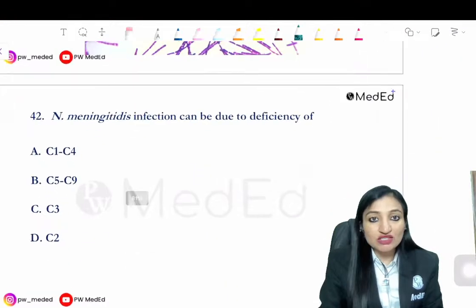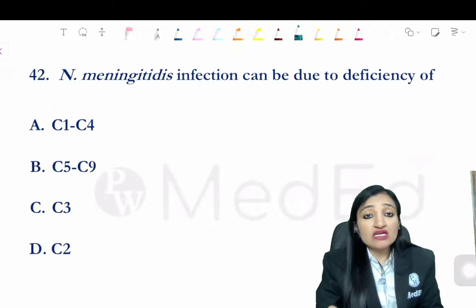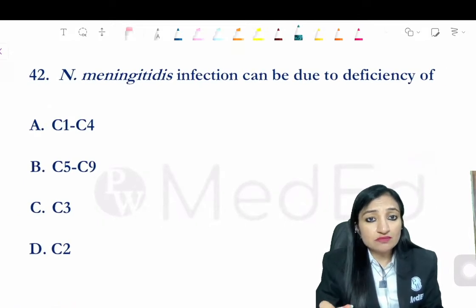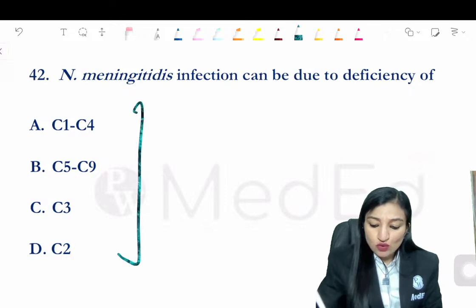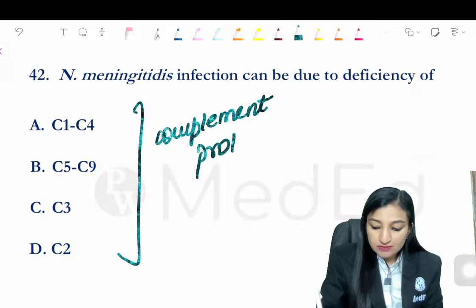All right, next question. Neisseria meningitidis infection can be due to deficiency of C1, C4, C5, C9, C3, C2. What are these C's? All these are complement proteins. Okay, they are complement proteins.